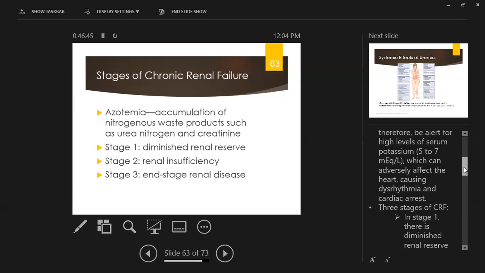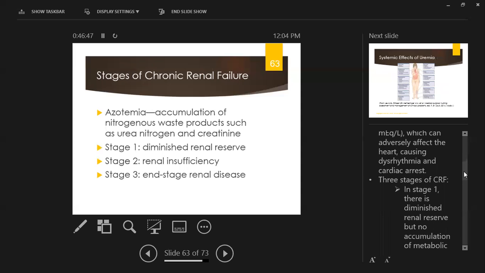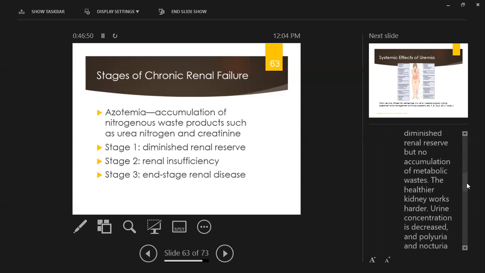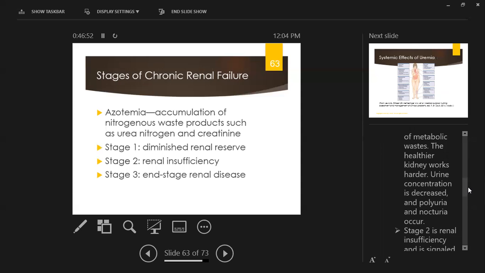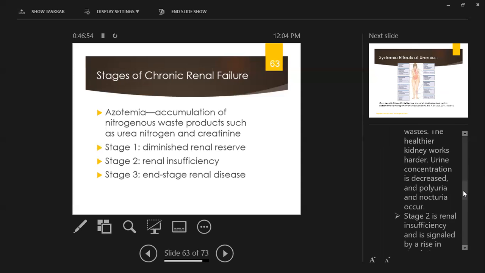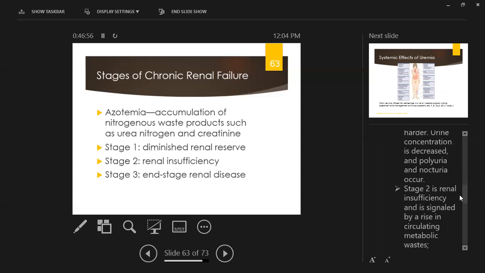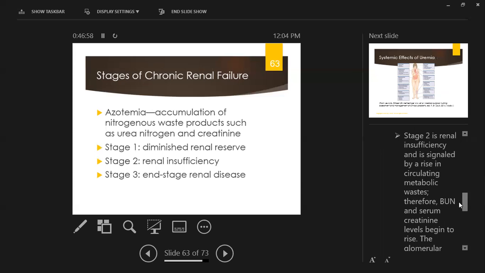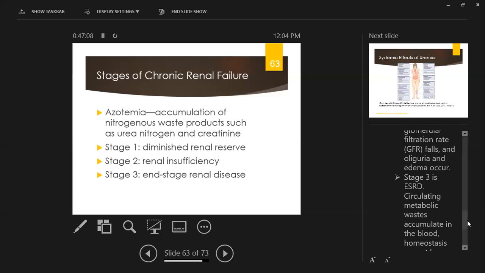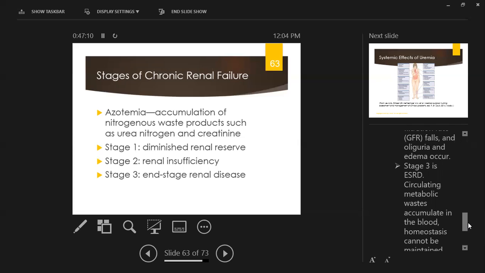There are 3 primary stages of chronic renal failure. In stage 1, there's the diminished renal reserve, but no accumulation of metabolic wastes. The healthier kidney works harder. Urine concentration will be decreased and polyuria and nocturia may occur. In stage 2, we have renal insufficiency. It's signaled by an increasing rise in those metabolic wastes. So BUN and serum creat are going to be high. Glomerular filtration rate will fall, so we're not as effective at filtering, and oliguria and edema may occur.